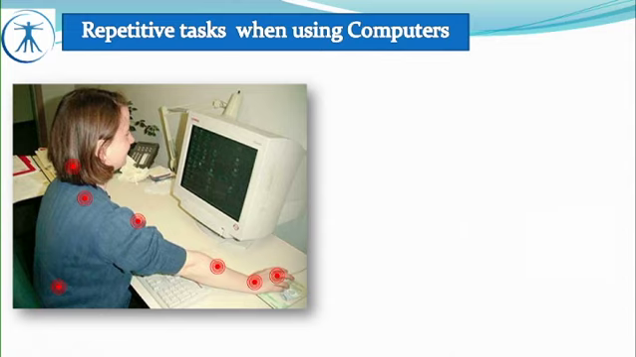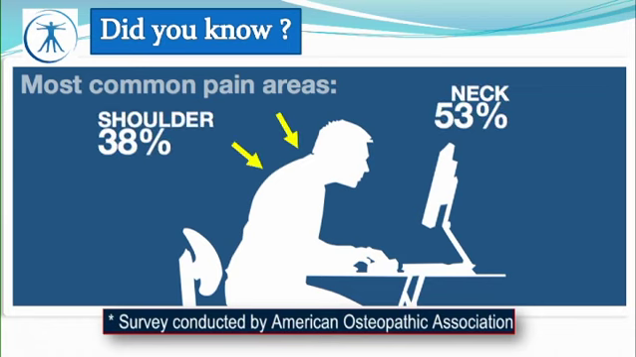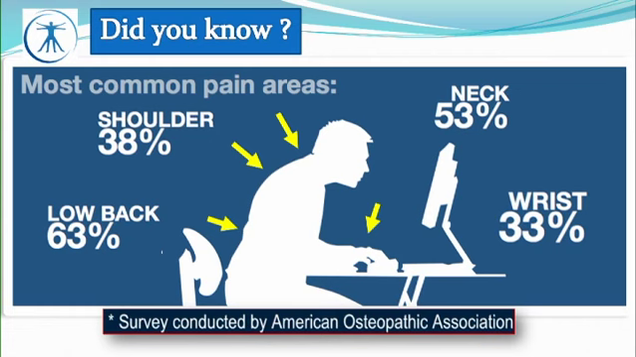You might think that only those who perform very heavy jobs are prone to getting pains, but no. Even those doing seemingly light jobs, like computer users, can have wrist injuries and are prone to arm and shoulder injuries. Why? Because they do the same kind of movements over and over again. According to a study conducted by the American Osteopathic Association, the most common pains are neck pains, shoulder pains, lower back pains, and even wrist pains.